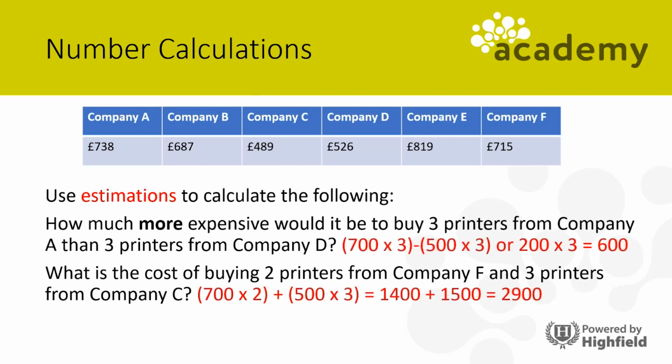So how much more expensive would it be to buy 3 printers from Company A than 3 printers from Company D? Well, it's 700 times 3 minus 500 times 3, or in other words, 200 times 3, which is 600. What's the cost of buying 2 printers from Company F and 3 printers from Company C? Well, that's 700 times 2 plus 500 times 3, which is 1,400 plus 1,500 equals 2,900.